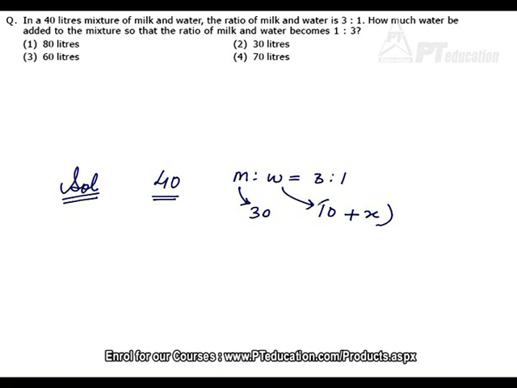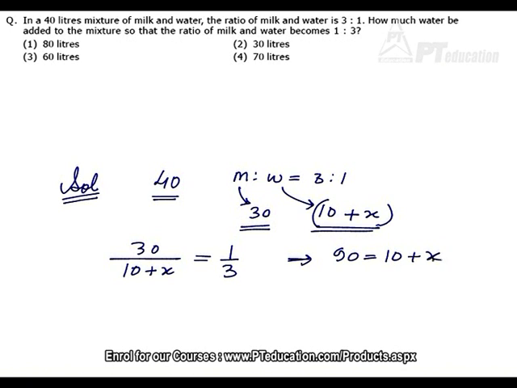So the new water will become 10 plus X in total, so that the ratio of milk and water becomes 1:3. Milk remains 30, water becomes 10 plus X, and we are given that 30 divided by 10 plus X should be 1/3. If you solve this, X is 80. If X is 80 is correct, we should be able to prove it right now.